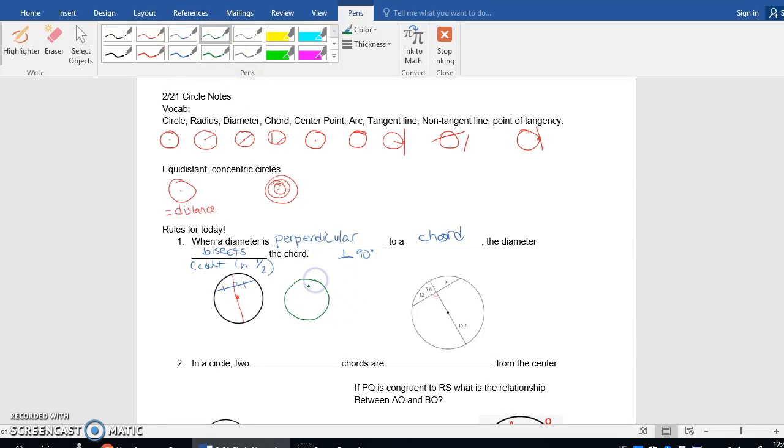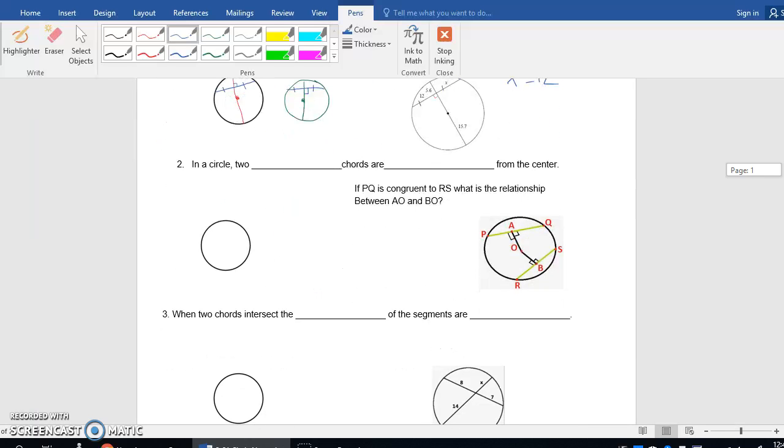We have another circle and another diameter. If the chord is bisected, then we know that they are perpendicular. So here's an example of what we would be seeing. We've got a diameter. It is perpendicular to this chord, so therefore we know that this chord is bisected. So if this side is 12, then we know that x also equals 12. And that's our first rule.